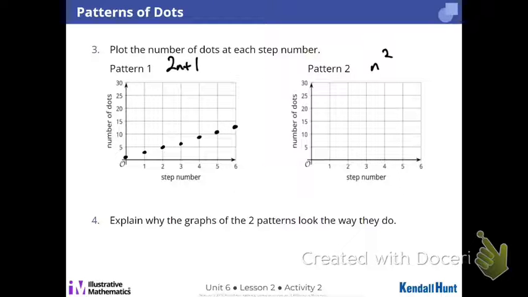Okay, so pattern 2, I'm squaring it. 0, 1, 4, 9, 16, 25, 36, something like that. Okay, there we go. So, who can explain to me why pattern 1's graph looks like it does? Why does it look like that? Maybe some features. Maddie?